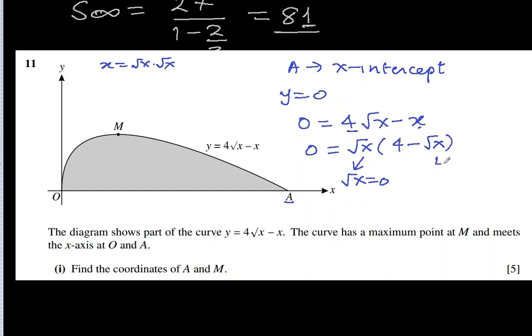Either this is equal to 0 or 4 minus square root x is equal to 0. If we square both sides here, x equal to 0 is the x-intercept, and we can see that, but that is not what we want. The other one will give us the coordinates of A. 4 equal to square root x, square both sides again. So x is equal to 16. So the coordinates of A are 16, 0.